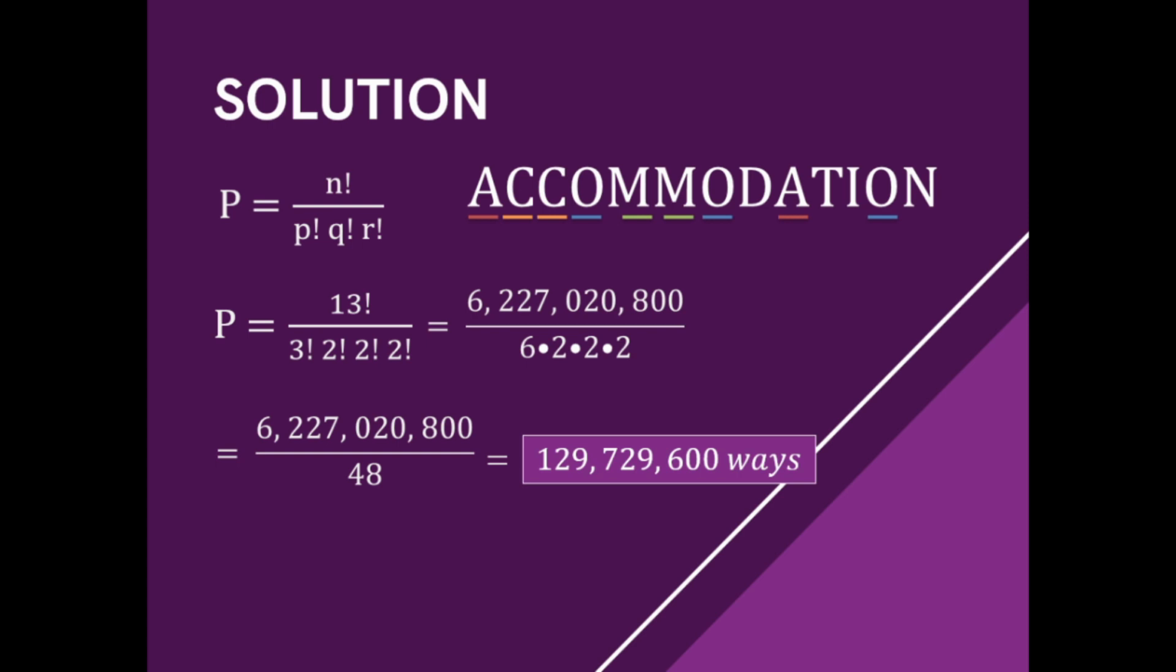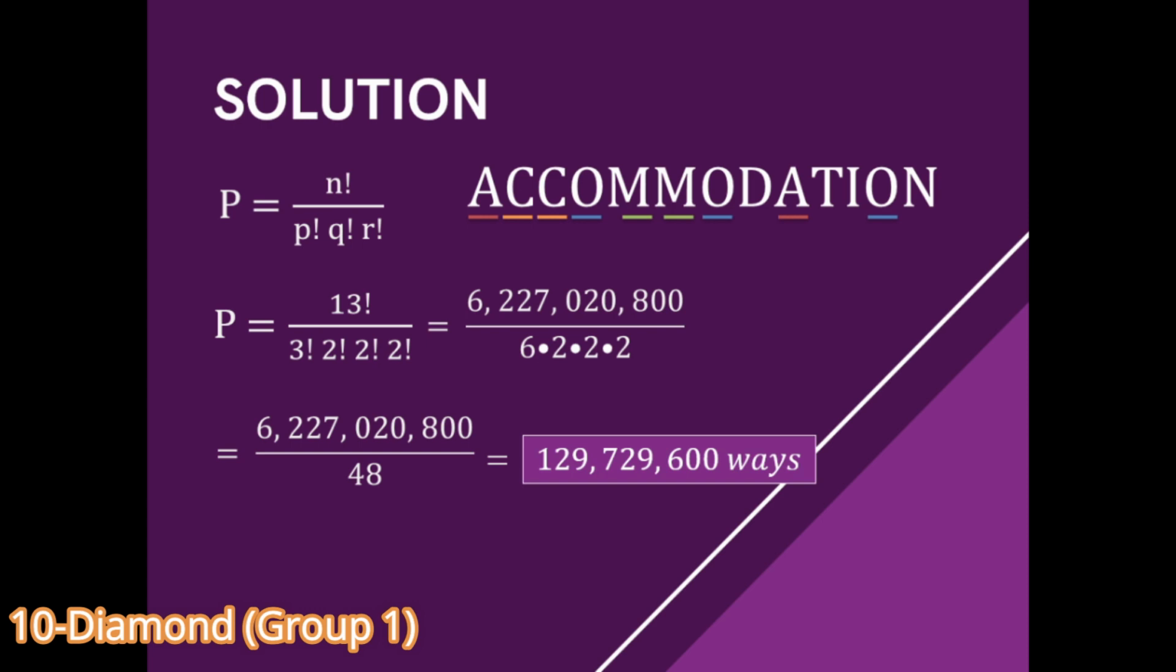We can now employ the formula for distinguishable permutations. Permutation is equal to n factorial over p factorial times q factorial times r factorial, and so on. By counting, we have 1, 2, 3, 4, 5, 6, 7, 8, 9, 10, 11, 12, 13. Therefore, we can say that there are 13 objects. Thus, 13 factorial will be written in the numerator.